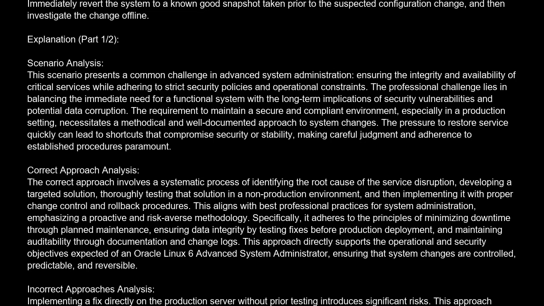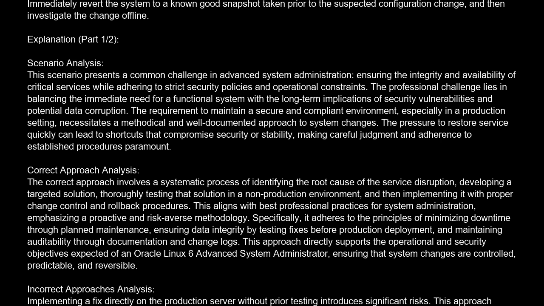The correct answer is D. Immediately revert the system to a known good snapshot taken prior to the suspected configuration change, and then investigate the change offline. Explanation. Scenario analysis. This scenario presents a common challenge in advanced system administration, ensuring the integrity and availability of critical services while adhering to strict security policies and operational constraints.